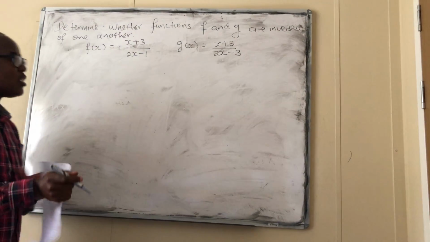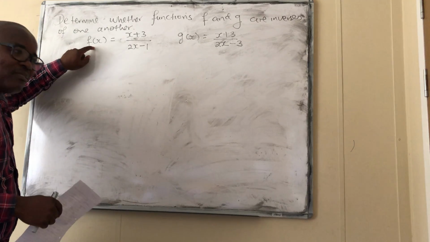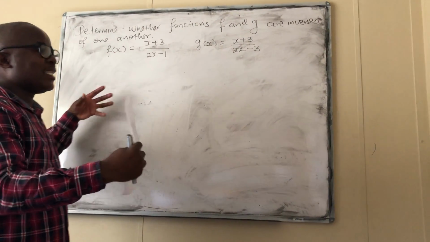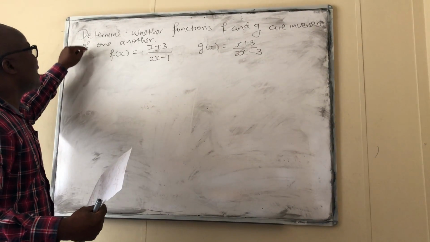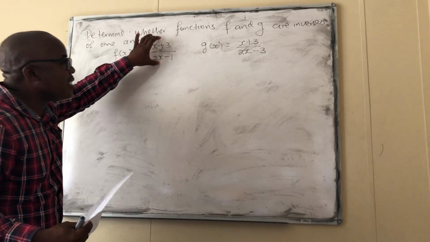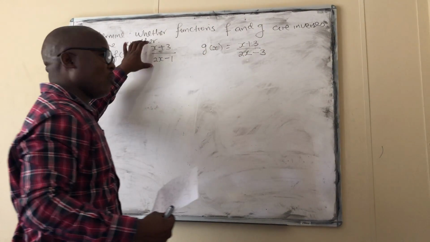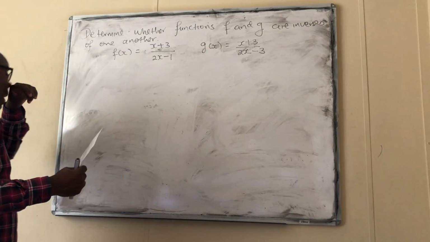This question is not asking us to find the inverse of f and find the inverse of g and then see whether they have the same inverse. No, it is saying determine whether this function is the inverse of this one and this one is the inverse of this one. That is basically what this is asking us to do.